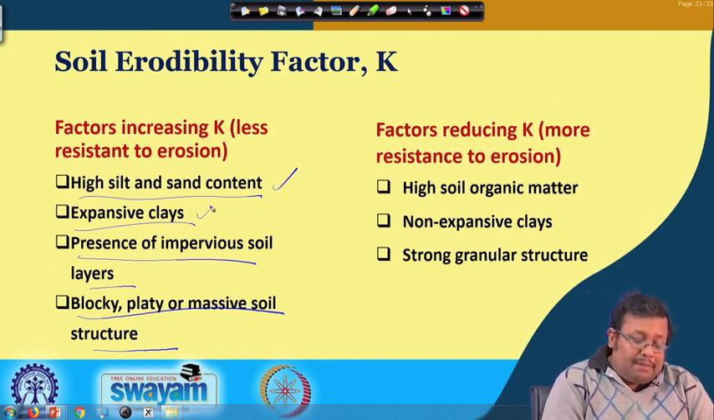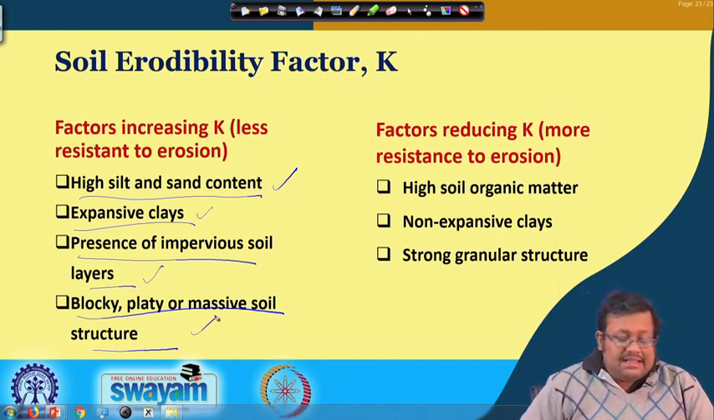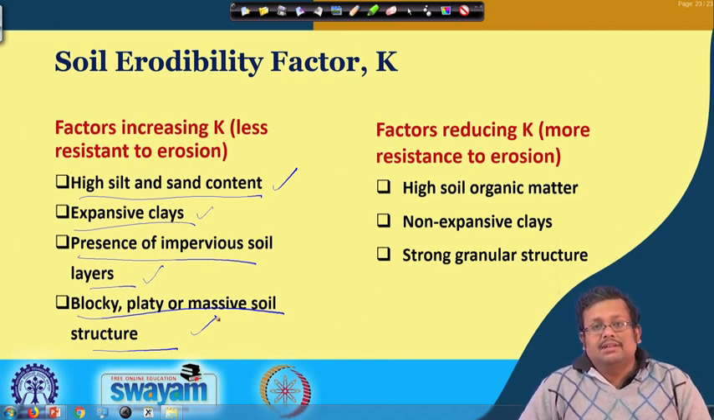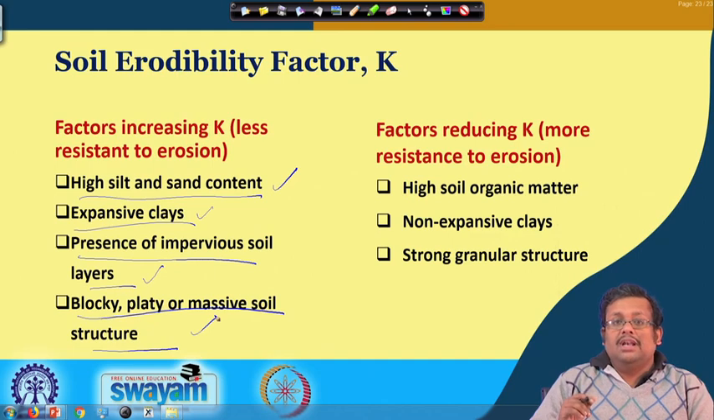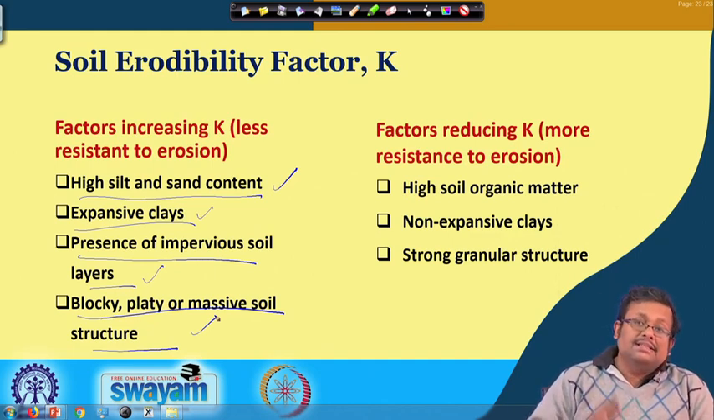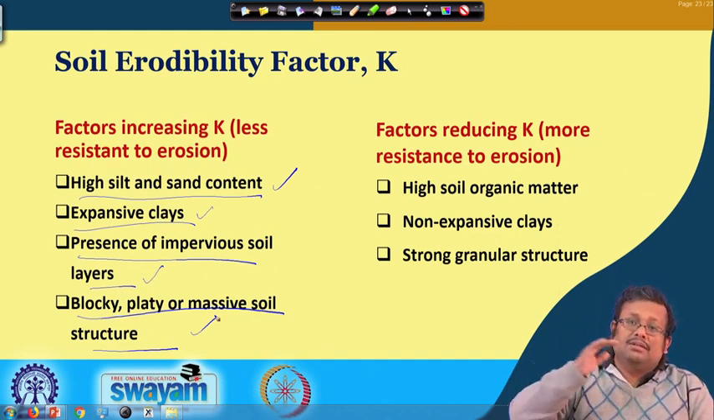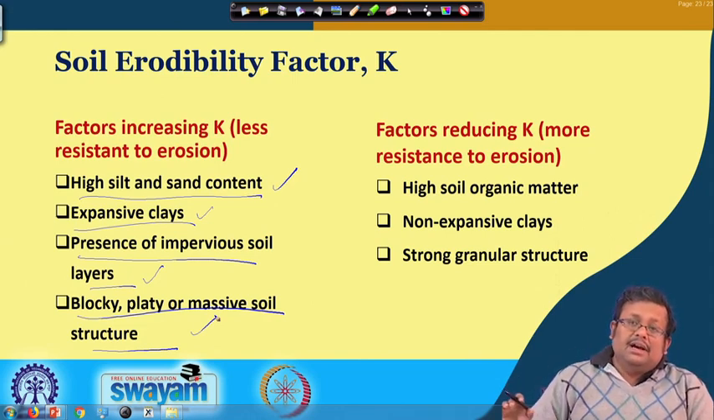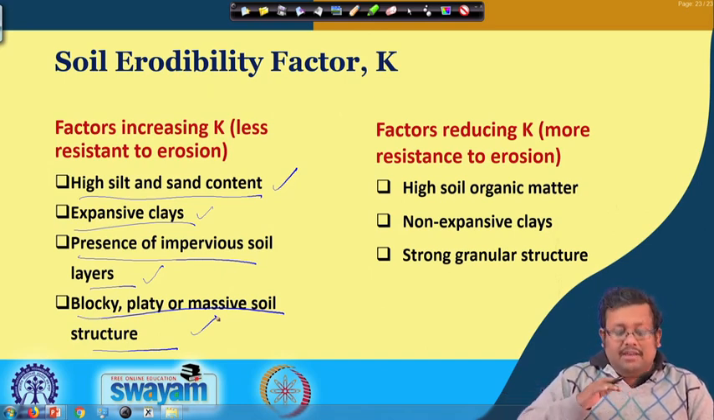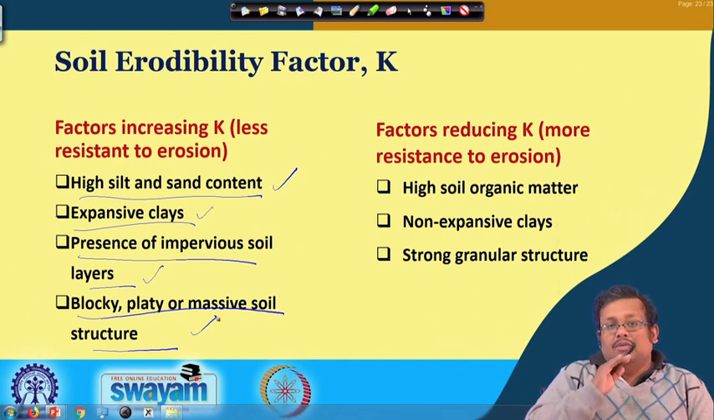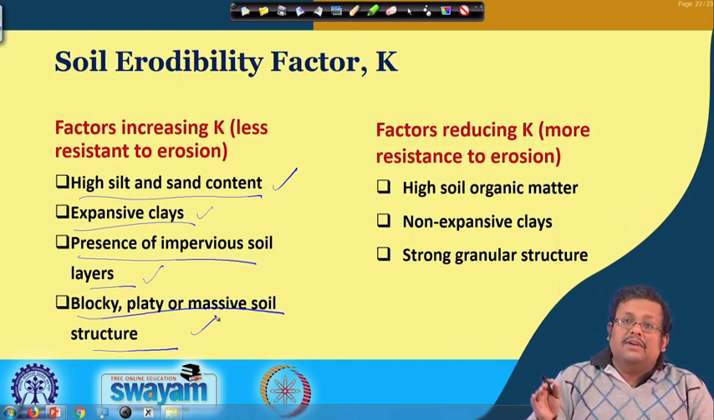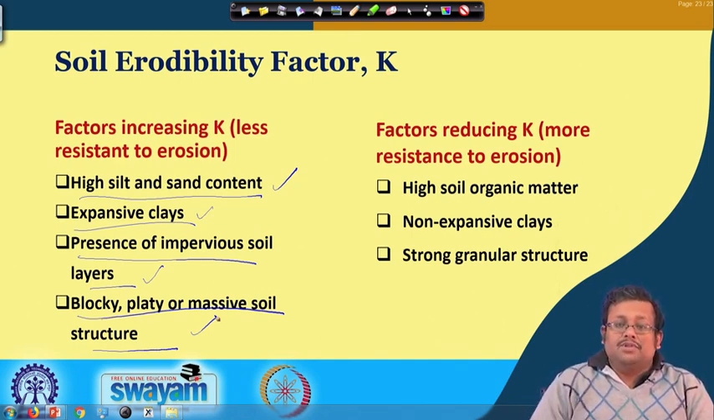The presence of impervious soil layers and blocky, platy or massive soil structure basically hinders the movement of water into the soil, and as a result the excess water goes through runoff and ultimately erodes away the soil. So when there is a blocky, platy or massive soil structure, there will be less water movement and the water will move away through runoff, creating more soil erosion.